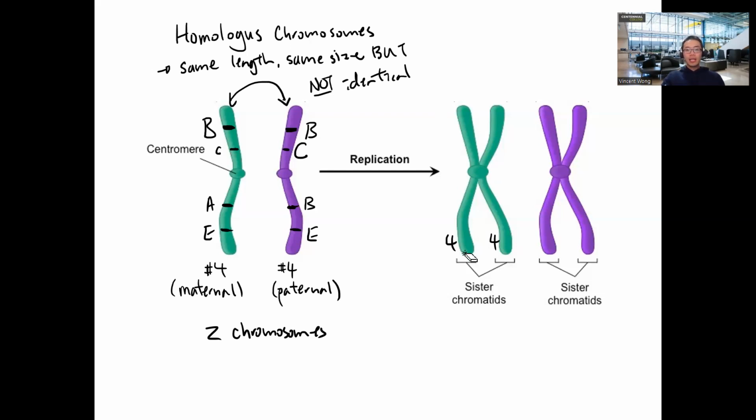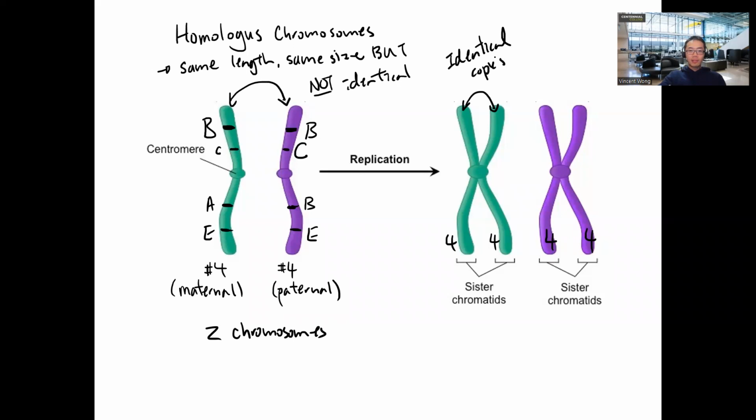These copies that are exactly the same as each other, we call sister chromatids. Sisters stick together. That's what I tell my girls, and that's how you can remember them. The sister chromatids stick together at the centromere. So that's chromosome 4 from mom, chromosome 4 from mom, chromosome 4 from dad, chromosome 4 from dad. These are identical copies.